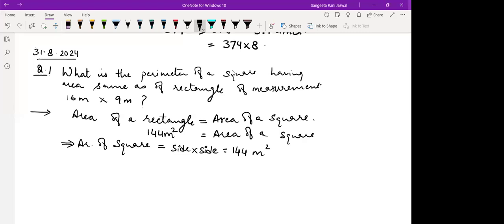So what will be the side here? One side. See, although you have not done the square root part, you have always seen that when we multiply 12 × 12, we get 144. It has come in so many questions. So 12 × 12 is 144, right? So you can write here the side is 12 meters. One side of the square is 12 meters. This is the side of the square.